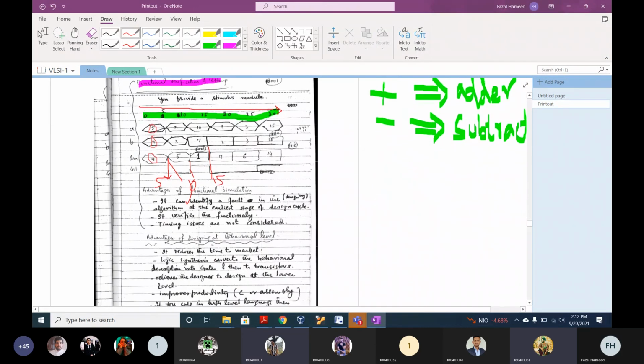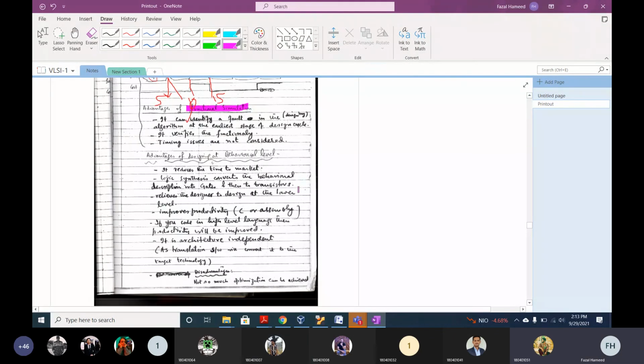Yes, sir. So this type of simulation is called functional simulation. In a functional simulation, we see whether a design responds correctly to a given set of input or not. Okay. So now we are studying the advantage of designing at the behavioral level.